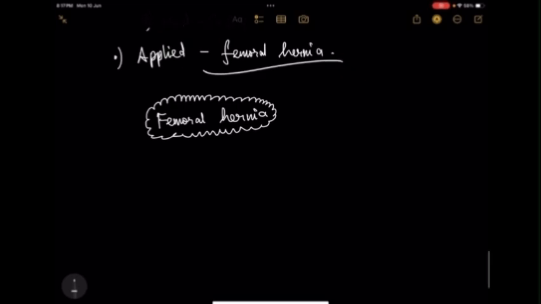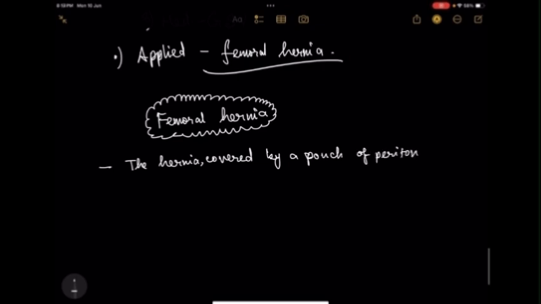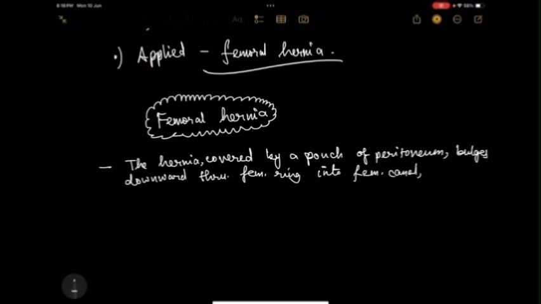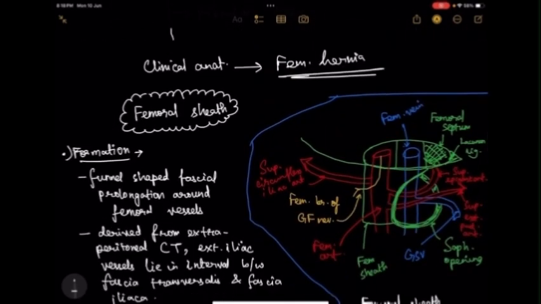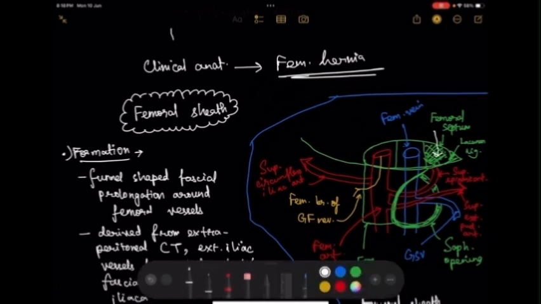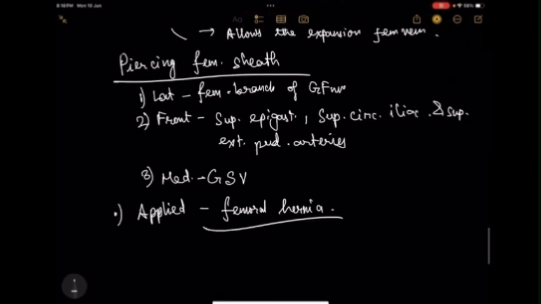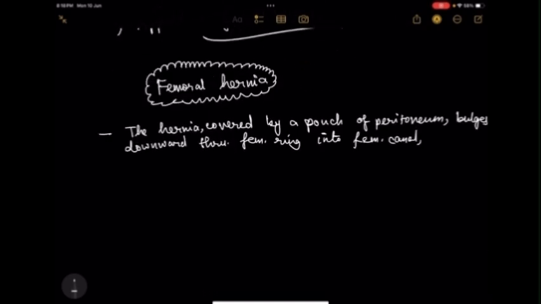The femoral hernia is basically always covered by a pouch of peritoneum. We don't need to be extra specific about that. The hernia covered by a pouch of peritoneum bulges downward through the femoral ring into the femoral canal. First part. So it goes downwards through the femoral ring into the femoral canal. I'm not displaying the diagram, just highlighting it. You can mention this diagram if femoral hernia itself comes as a short note. But this is a very important short note in itself, also important clinical anatomy. You can apply this in the femoral triangle, in the femoral sheath, and in the femoral canal as well. Actually, you should mention this.